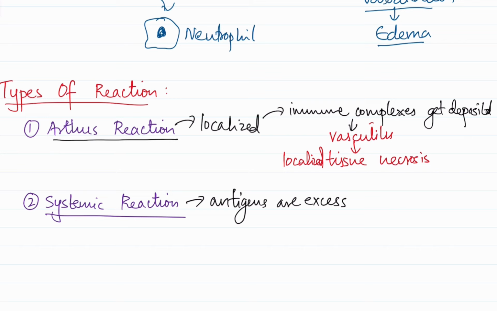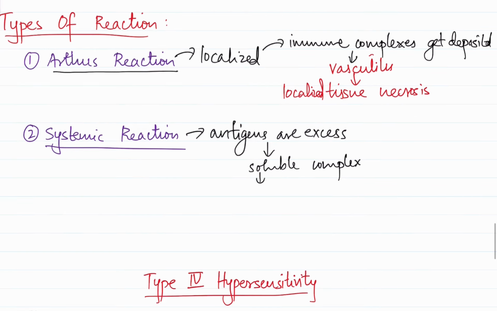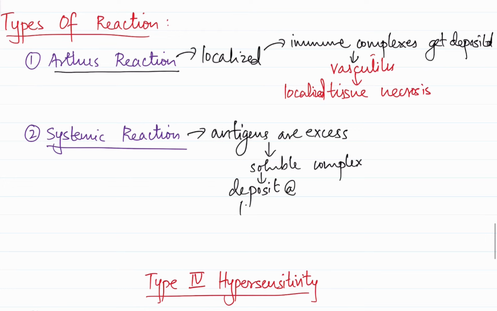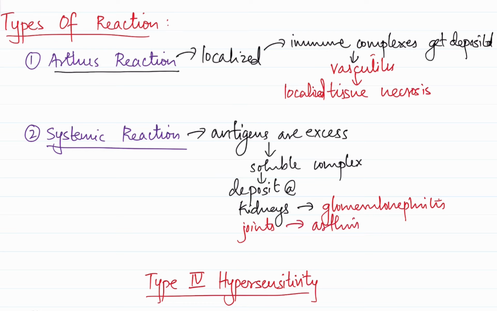So when antigens are in excess, soluble complexes get distributed and deposited at several organs. Depending on the site where they deposit, we'll have several features. When deposited at the kidneys, what will happen? They will cause glomerulonephritis. When they are deposited at the joints, we get arthritis. Similarly, when they deposit in the blood vessels themselves, it will lead to vasculitis.